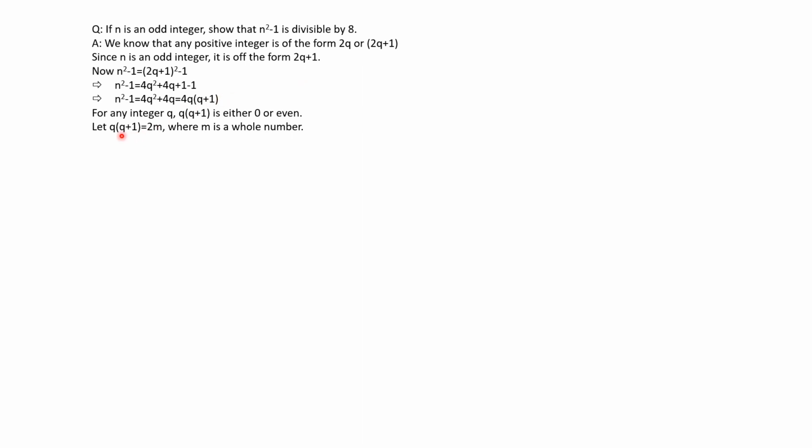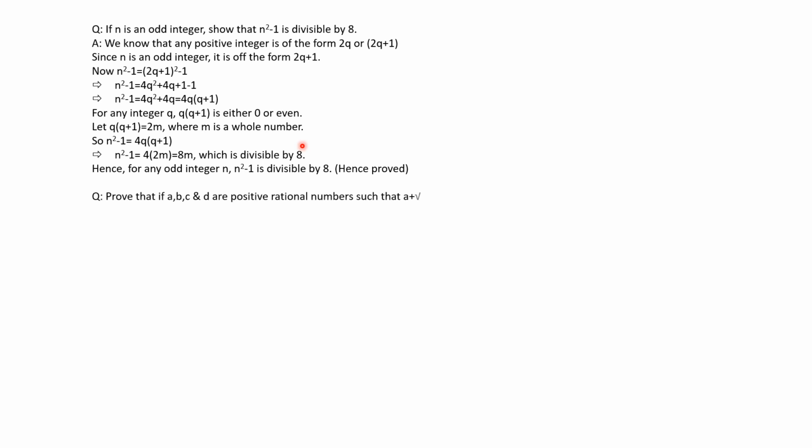Now we can put the value of q into (q plus 1) in n square minus 1. Now n square minus 1 is 4 into q into (q plus 1), but q into (q plus 1) equals 2m. So we can write it as 4 into 2 into m, which is nothing but 8m. So n square minus 1 equals 8m means it is divisible by 8. Hence, for any odd integer, n square minus 1 is divisible by 8. Hence proved.